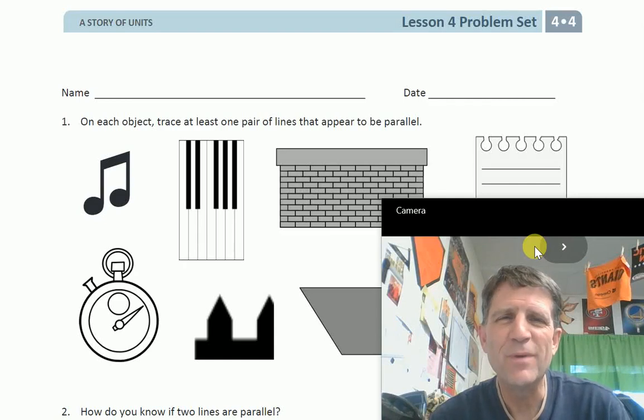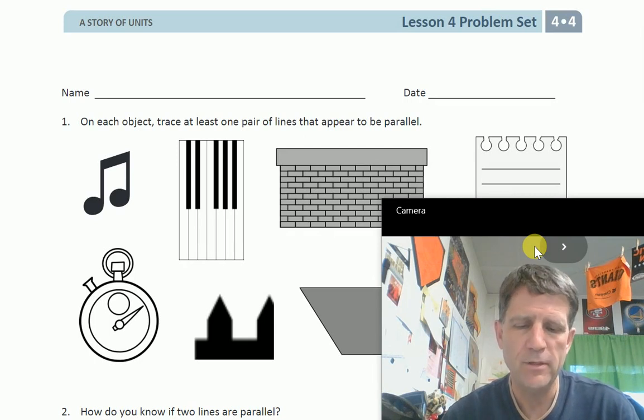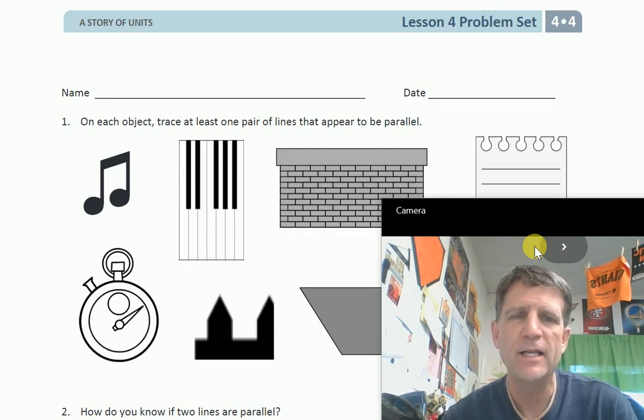Alrighty, welcome to Module 4, Lesson 4, the problem set. In this lesson, we are going to identify, define, and draw parallel lines.